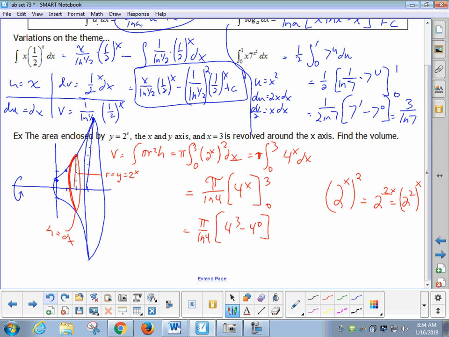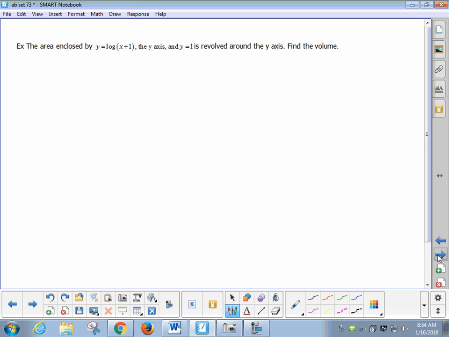So, something like 63 pi over natural log of 4. I remind you, you don't need the units on there, but if you want to put units on there, they'd be cubic units. Cool? Okay.